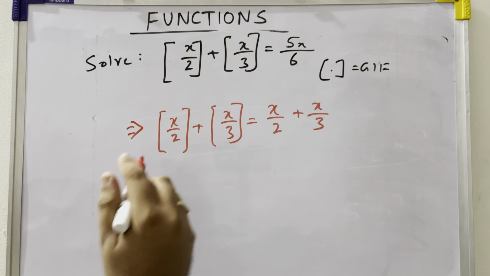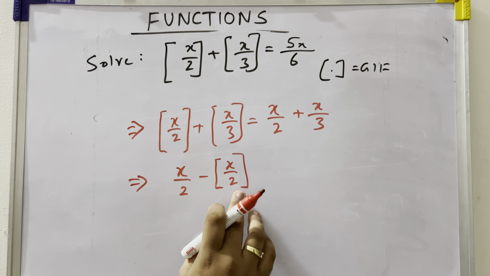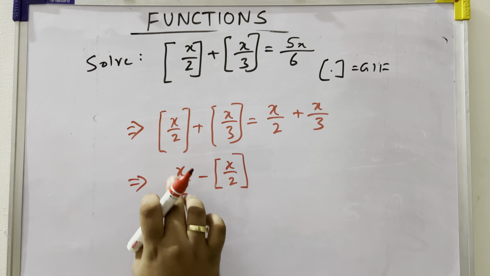Can I write x/2 minus the fractional part of x/2? I have taken this side. So x/2 minus the greatest integer function of x/2. Again and again I am saying fractional part of x. You have already understood what I mean to say. So this is the greatest integer function.